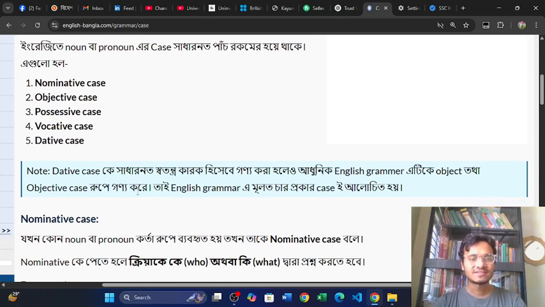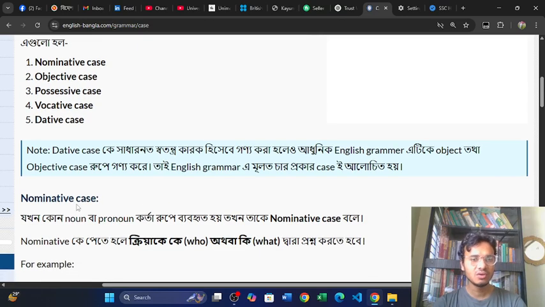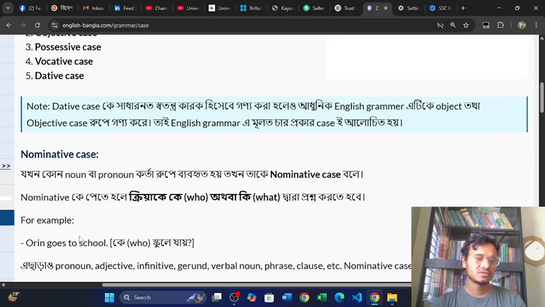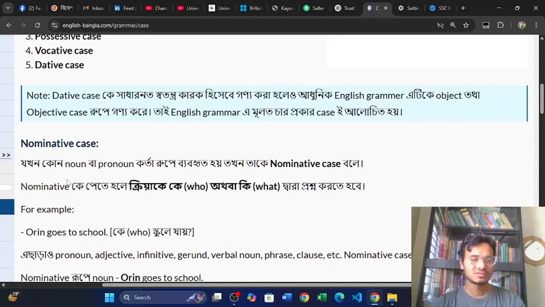Dative case is basically individual, there are no relatives, and it is used in modern grammar and also as part of the object. So basically there are four kinds of case. First, nominative case. What is nominative case? Nominative case is the noun or pronoun that is used as a subject.